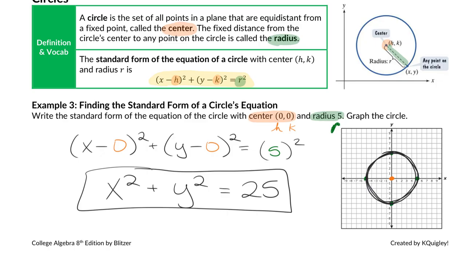So if it was like 3, 0, you would count 5 up, 5 left, 5 right from 3, 0. That is a great segue to our next example. What if the center is not at the origin?